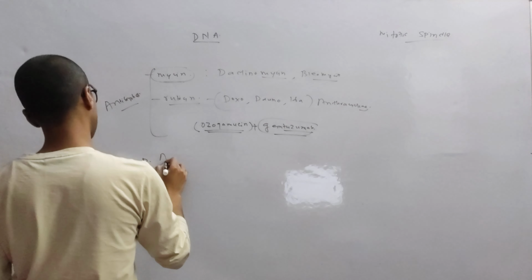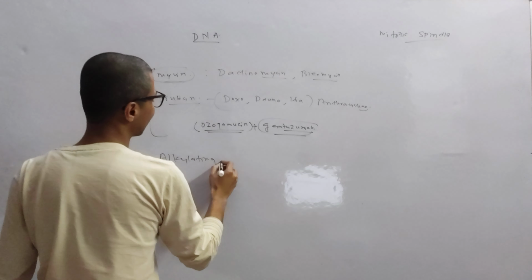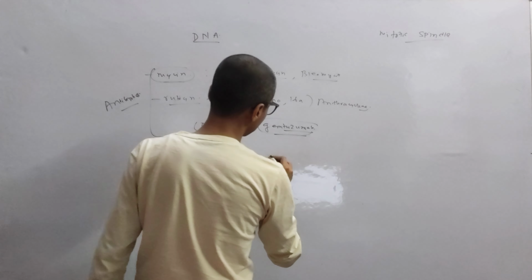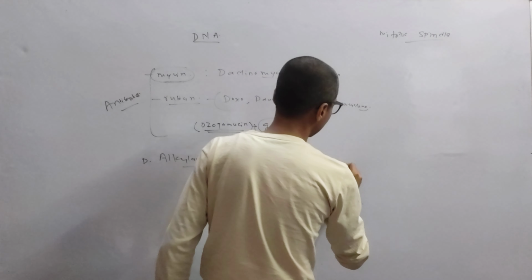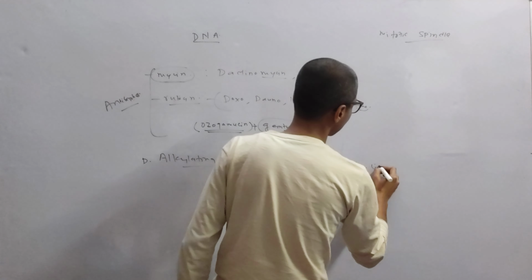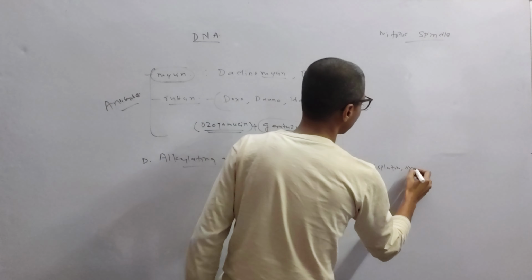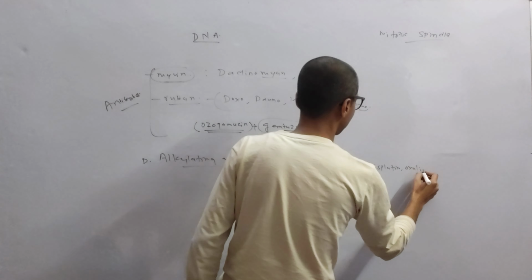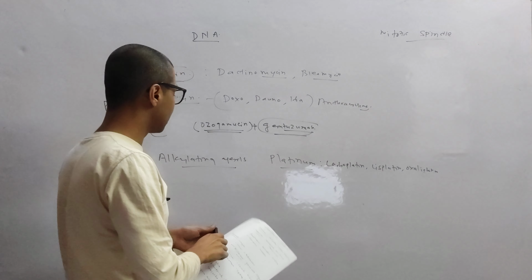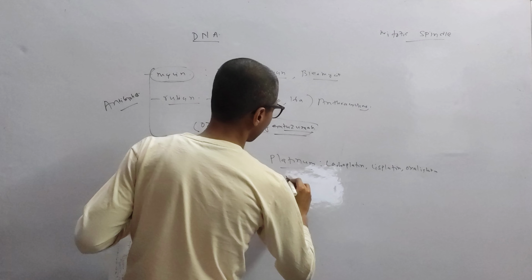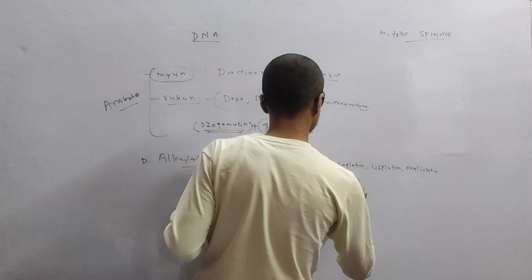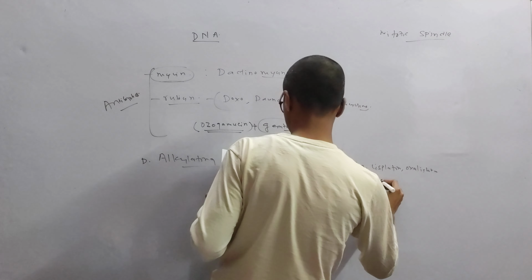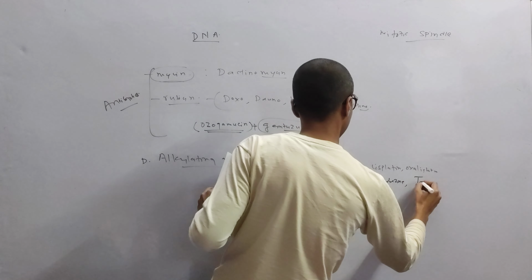Fourth, we told that alkylating agents. So what are the various alkylating agents that you know? Another one is platinum groups. What are the platinum compounds? Carboplatin, cisplatin, oxaliplatin. Another is nitrosourea. Alkylating agents include nitrosourea. What are different nitrosourea compounds? Procarbazine, dacarbazine, temozolomide.